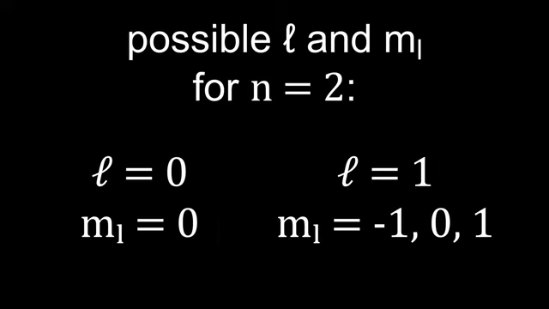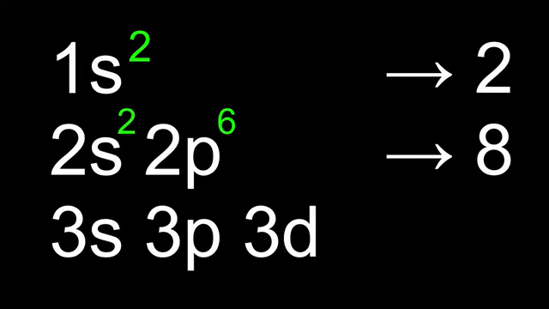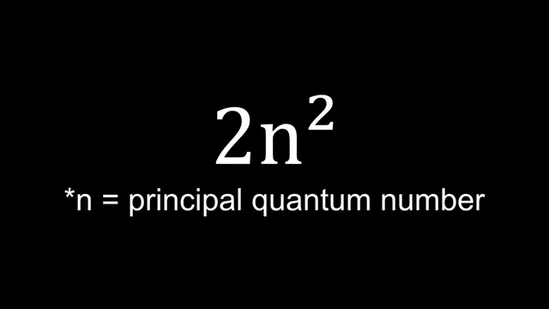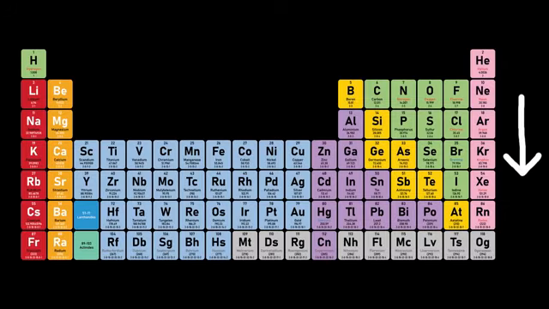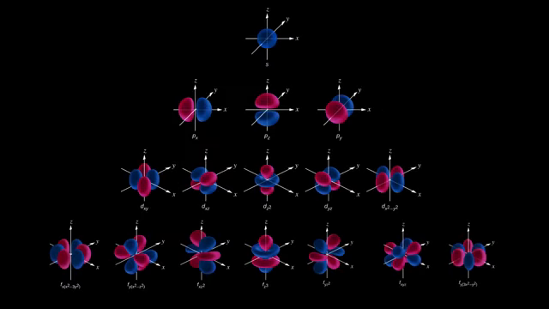Now, the quantum numbers restrain each other like this, which means that the first shell can only have an s subshell, the second can have an s and a p subshell, and so on. This means that the first shell can hold a total of 2 electrons, the second can hold 8, the third can hold 18, and generally the number of electrons a shell can hold follows the rule 2n squared, with n being the principal quantum number. The principal quantum number, and therefore the total number of shells, increases from top to bottom in the periodic table from 1 to 7.